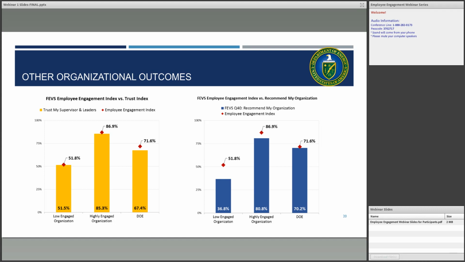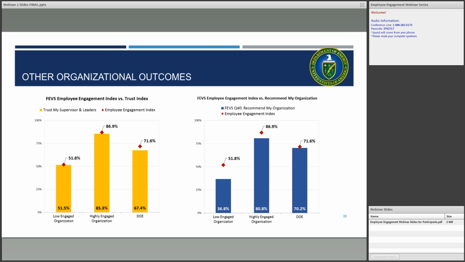Please look at the chart on the right side. Highly engaged employees are more likely to recommend their organization. In this highly engaged organization, about 4 out of 5 employees recommend their organization as the best place to work. In this low engaged organization, on the other hand, about 1 out of 3 employees recommend their organization.